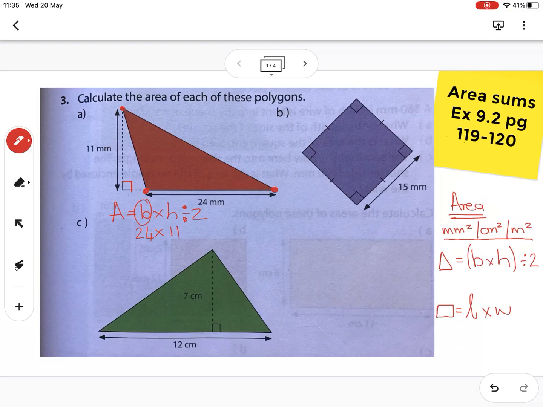You also need to just check for me that when you are working out area, both your numbers are in the same unit. So these are both given in millimeters, so I don't need to convert anything, and that's how you'll work it out.